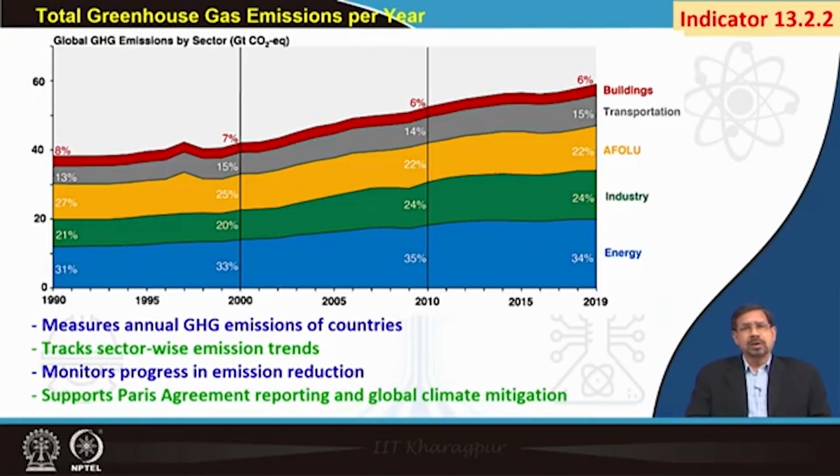Coming to industry, 21% down to 20% by 2000, and then 24%, and it stabilized at 24% as far as industry sector emission is concerned. From the FLU sector, it has moved from 27 to 22%. It is a good reduction, whereas the transportation sector is steadily increasing, from 13 to 15%. The building sector has decreased between 1990 and 2019 from 8 to 6%. So, this is the sector wise picture.